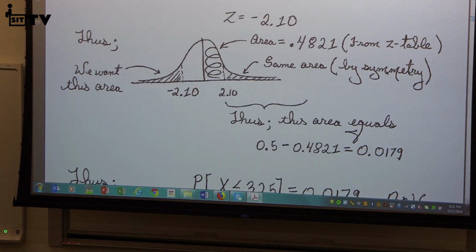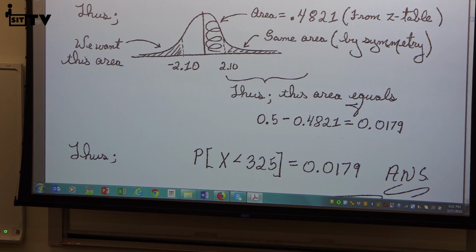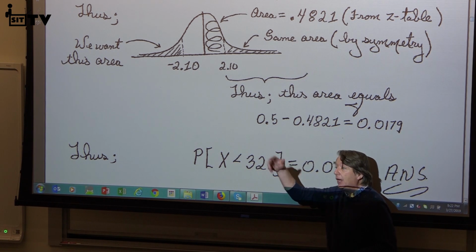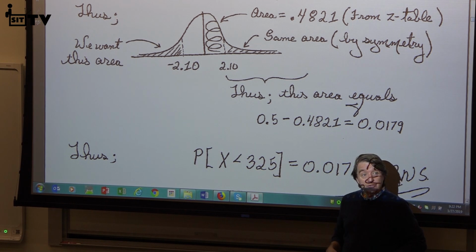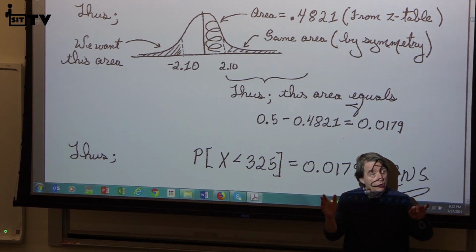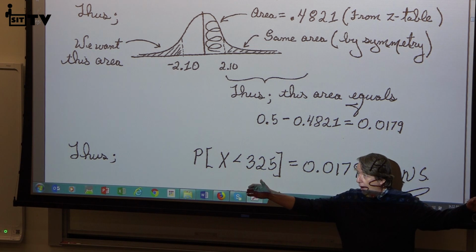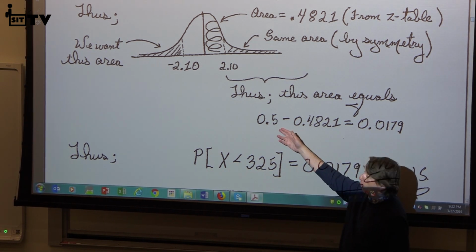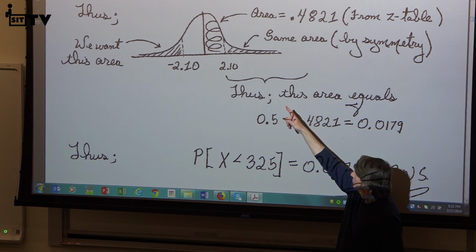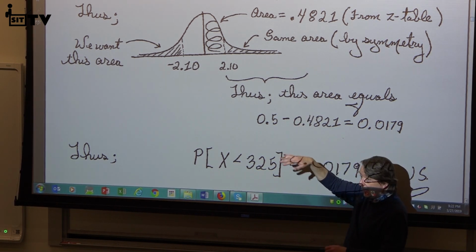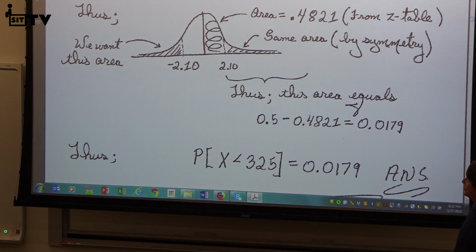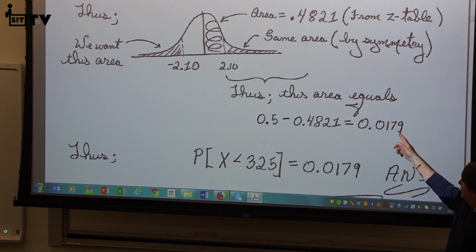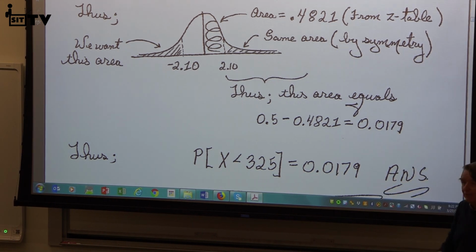Okay. So that becomes the area of 0.4821. However, the area I want is not that, but the area of what's called the tail. So how do I get that? I'm hoping you know this. If not, let me know. Symmetry. The curve has an area of 1. Half the curve has an area of 0.5. So the area of the tail is the total area of the right-hand side minus the area that goes from 0 to 2.10. So the probability of x being less than 325 is given by this.